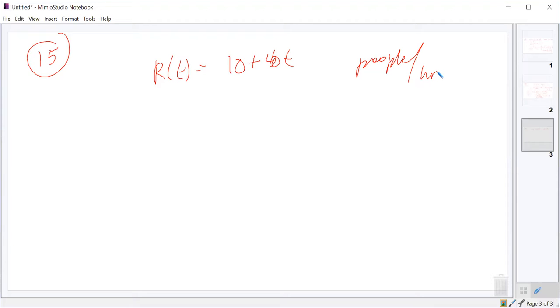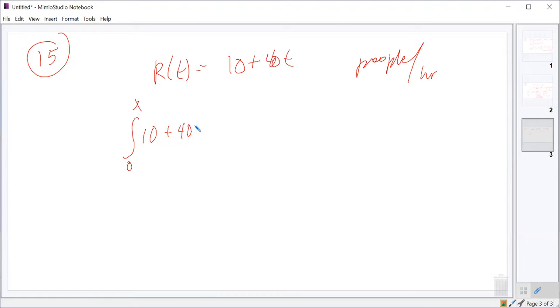T represents the number of hours the beach has been open. So t equals 0 represents 8 a.m. And so we want to integrate from 0 to some x value. That's the value we're looking for.